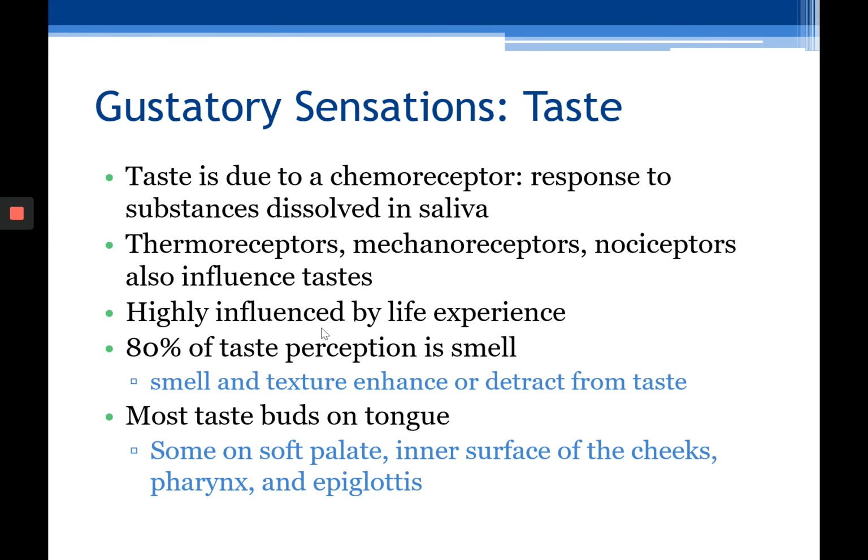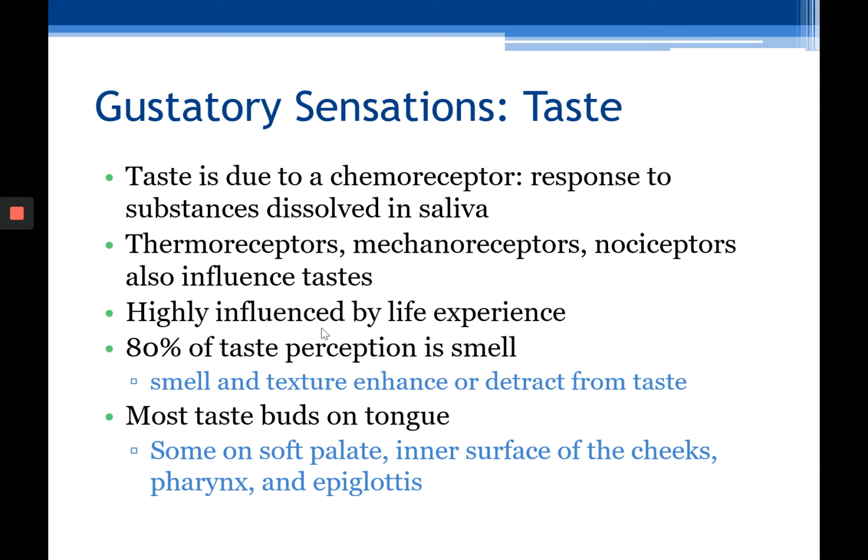Next, we're going to look at gustatory sensations. So taste is next. Taste is also due to a chemoreceptor. We're going to see that a chemical is dissolved in saliva. The sensory cells for taste are taste buds. Well, specialized cells in taste buds, I should say. Taste buds themselves are really just kind of bumps on your tongue.